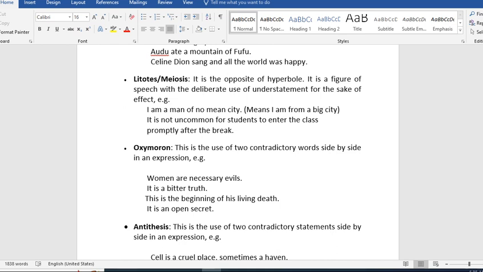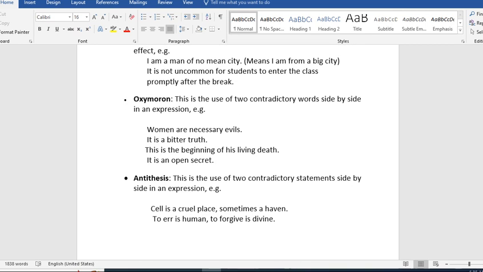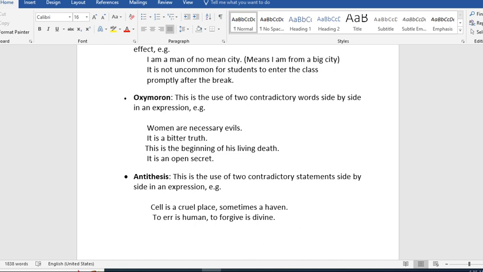Oxymoron. This is the use of two contradictory words side by side in an expression. We have examples here. Women are necessary evils. I know women will not be happy here, but we are only citing examples. We say something is necessary and at the same time evils. So that is contradictory. That is oxymoron.